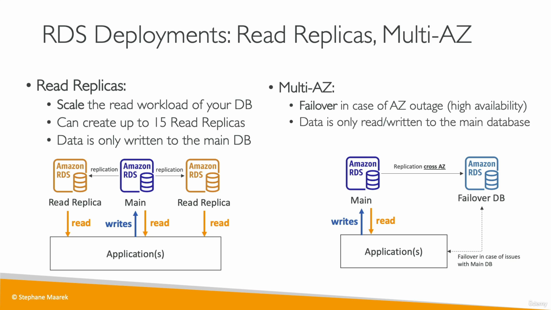So in this case, data is only read and written to the main database. The failover DB is passive. It's not accessible until there is an issue with the main database. And you can only have one other availability zone as a failover AZ.